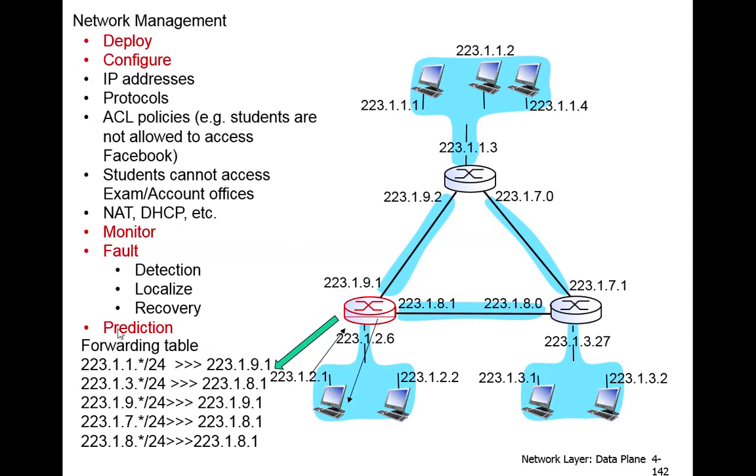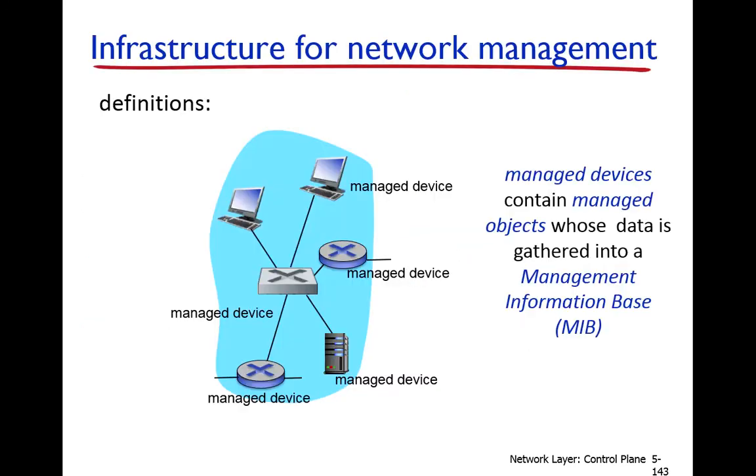Prediction means that before the error occurs, we predict that this error will occur. So before its occurrence, we should take precautionary measures. So it is basically a very broad area. Now we are going to discuss a protocol called SNMP, that is used for network management.